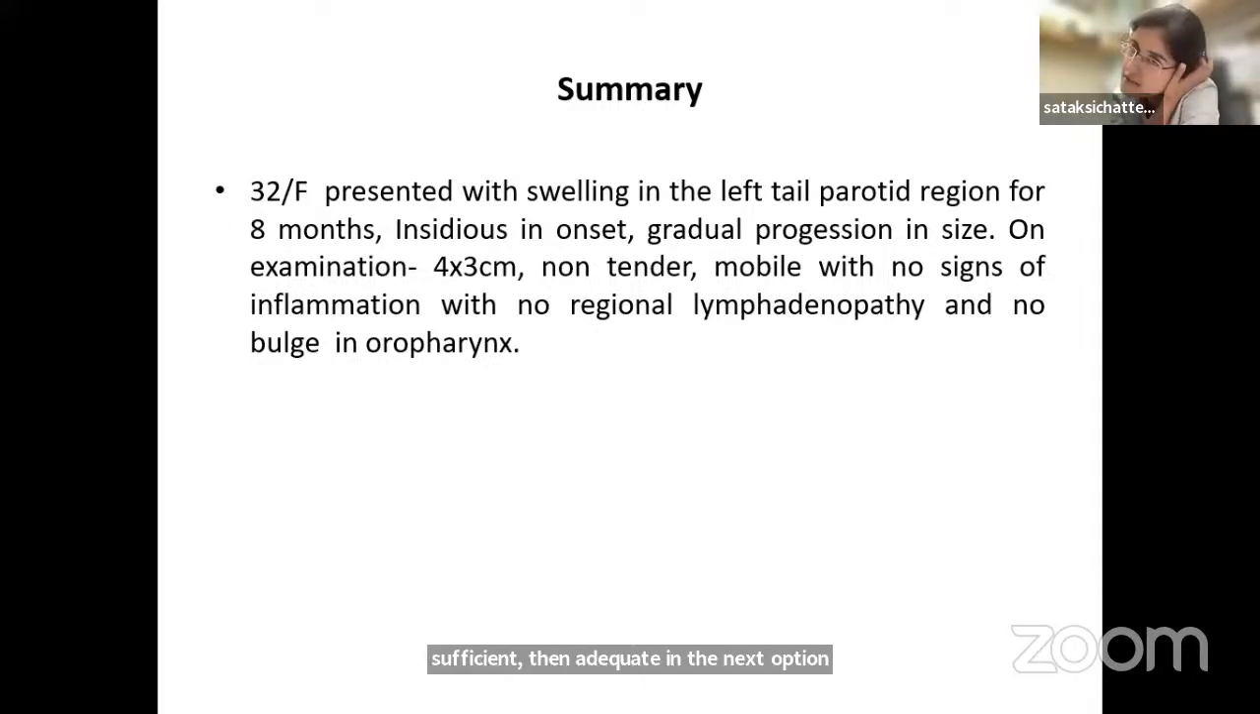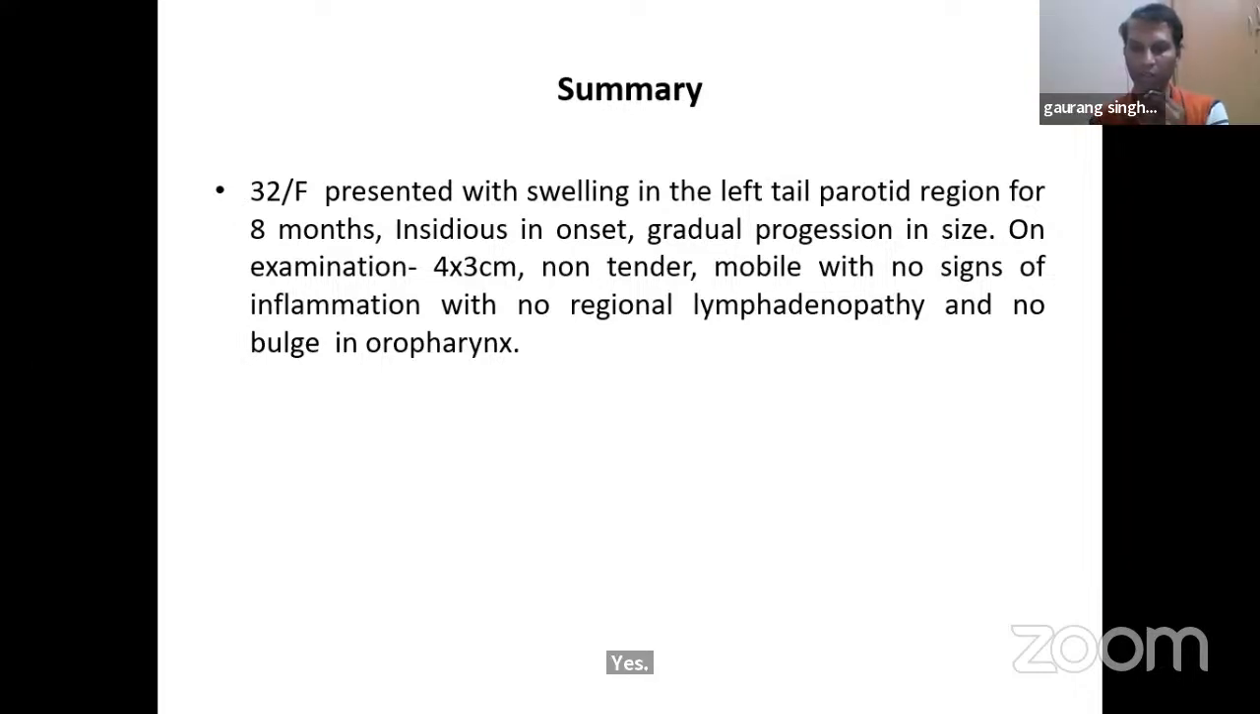So for your patient, you said the tumor is in the tail. Yes, ma'am. Did we discuss the FNAC that we got? Yes, ma'am. We got an FNAC of this patient.